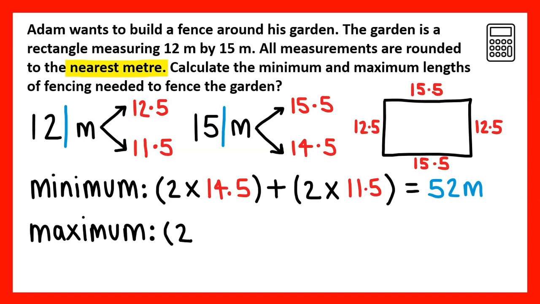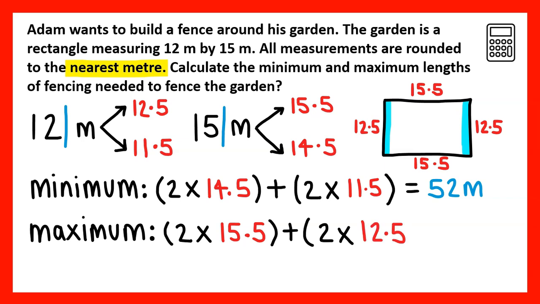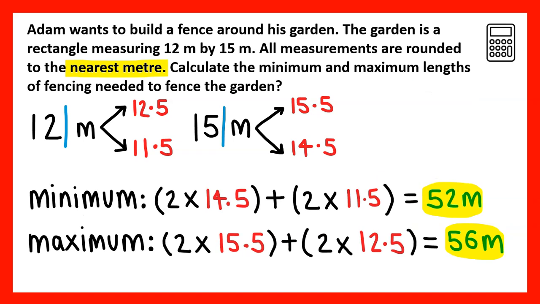The total perimeter would be 2 lots of 15.5 plus 2 lots of 12.5, which gives me a total of 56 meters. You can see that there's a relatively large difference between these two numbers, meaning if I went to buy some fence from a shop and only purchased 54 meters, it might be enough to cover the minimum distance, but it might not be enough to cover it if it was closer towards the maximum.